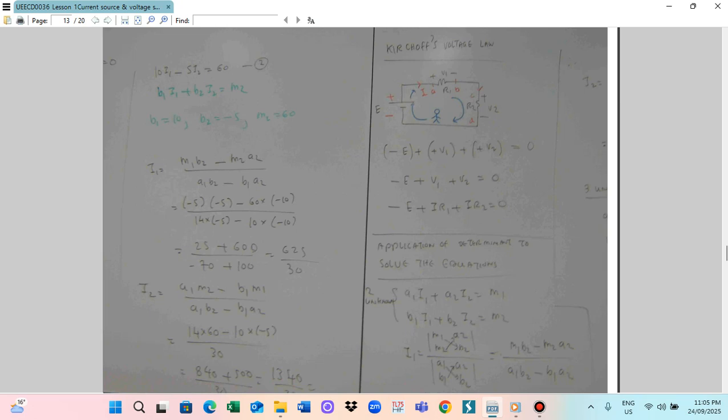Divided by A1 B2. A1 is 14, B2 is minus 5. Minus B1, so B1 is 10, and A2 is minus 10. So that will be 25 plus 600 divided by minus 70 plus 100. So this is 625 divided by 30. So you got this I1.